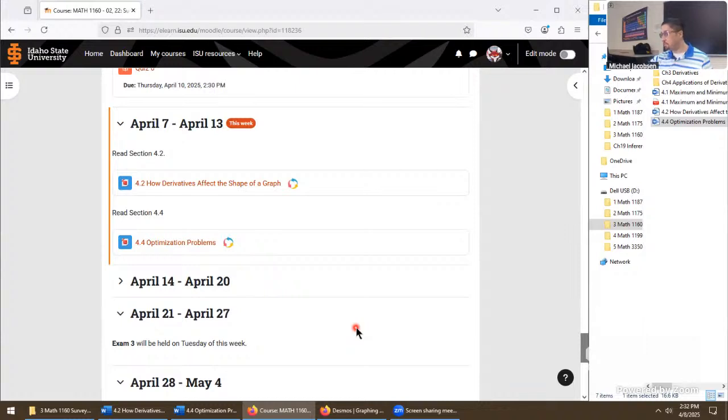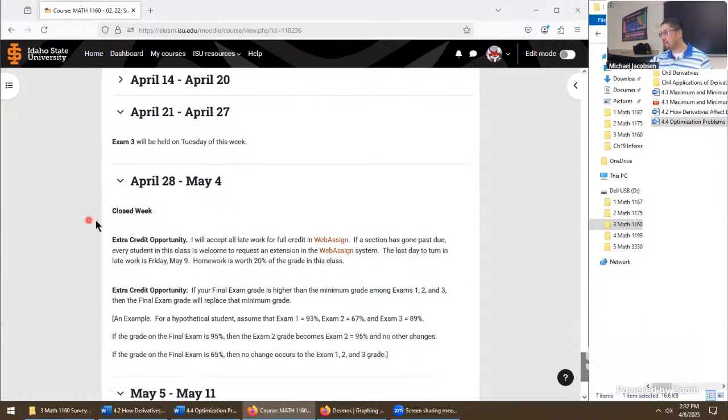Okay, further on in the announcements, scrolling down, closed week is a new policy for ISU. Actually, this was effective last semester, but I missed the memo on that one. What closed week means is we are discouraged from having anything like an exam or major project assigned or covering new content. This is going to be really just a complete review week for us.